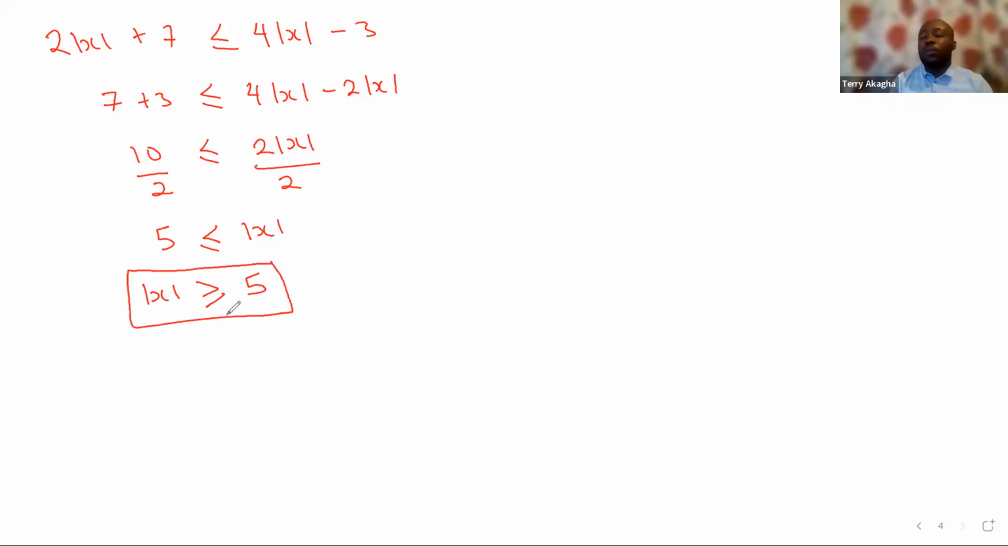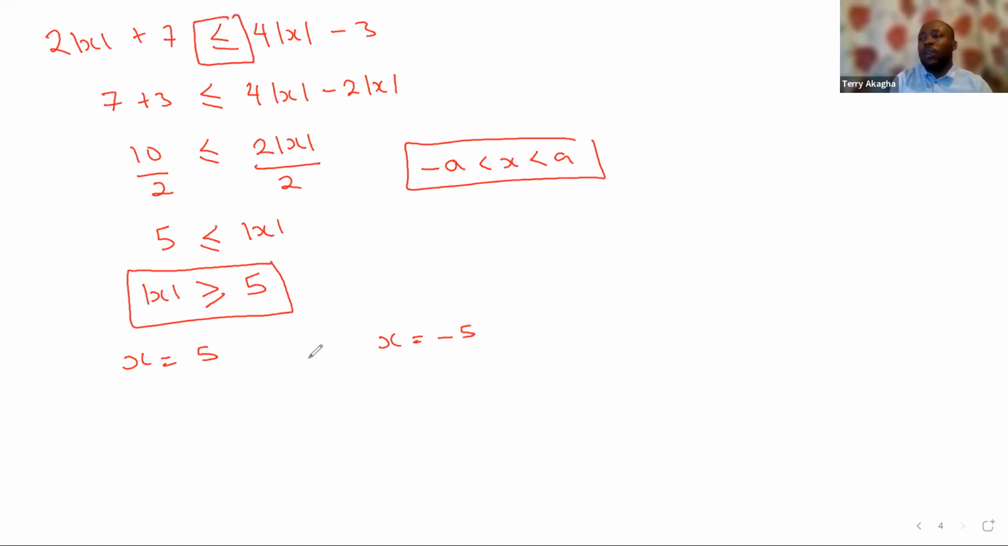So if it's greater than or equal to 5, as usual, x will be equal to 5, and x will be equal to -5. So we can't do anything here, and that will be the answer for that. And because the question was less than, it will now be in the form of -a less than x less than a, right? So the answer is going to be -5 less than x less than 5. And that'll be the answer for that.